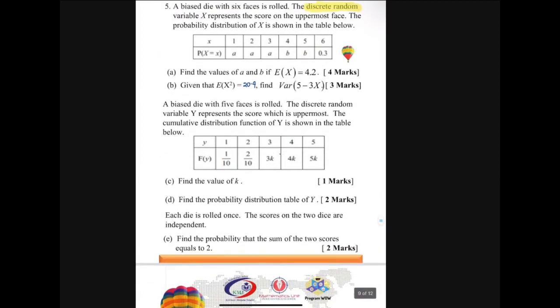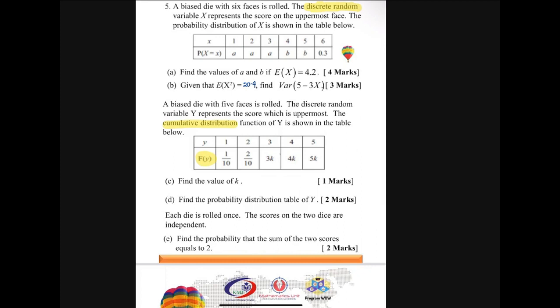Okay, part C. Now, a biased die with 5 faces is rolled. So we have a different situation here. Instead of 6, now we have only 5 faces. And then we have a new table, but this represents a cumulative table. Careful with that part. This is not probability. This is cumulative. What is cumulative? It is the summation of our probability.